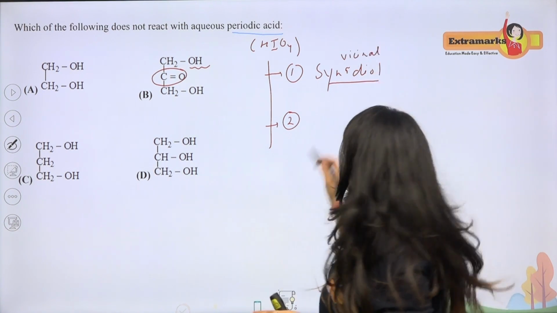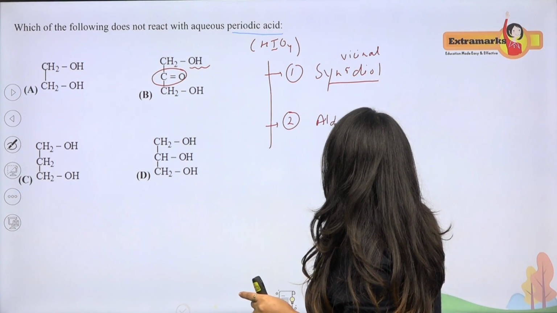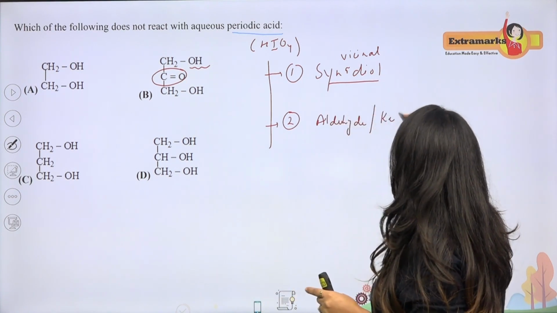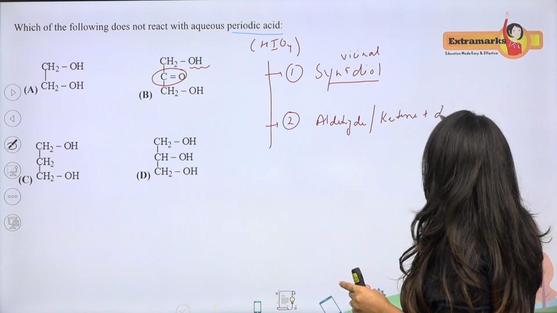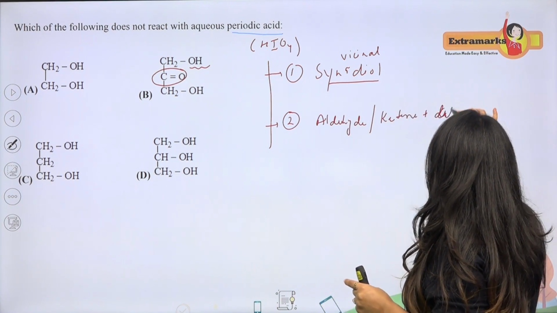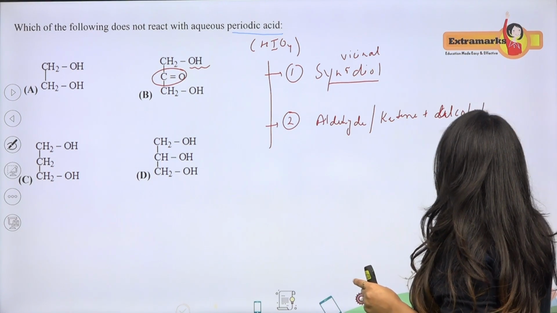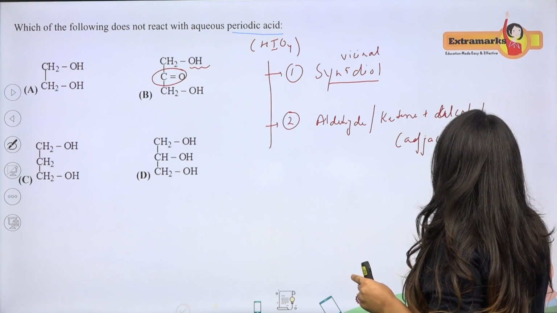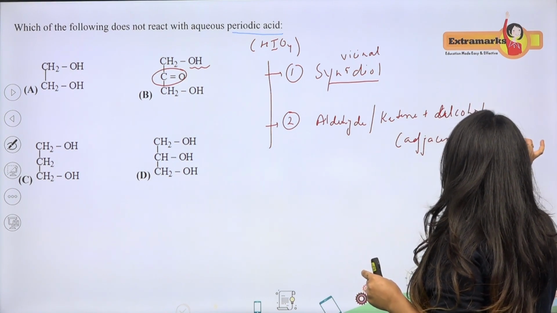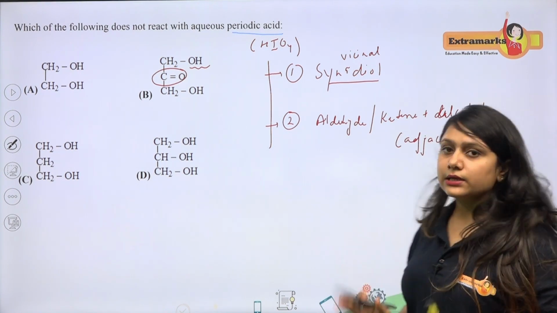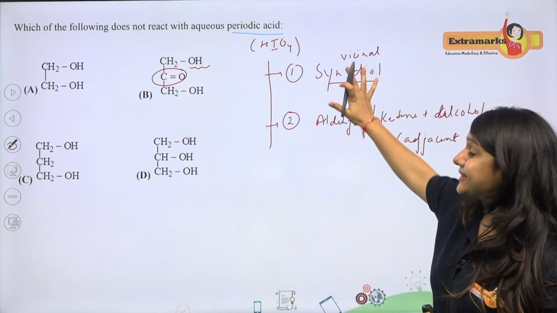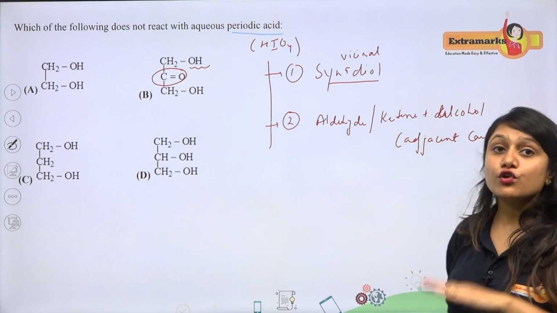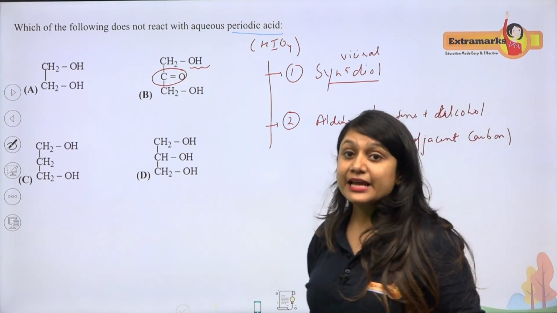Another case is where there is an aldehyde or ketone plus an alcohol on the adjacent position, on adjacent carbons. Okay, so I hope you are finding my writing quite clear. So this must be the case. If these two conditions are there, then HIO4 will surely show the reaction and give you the product.